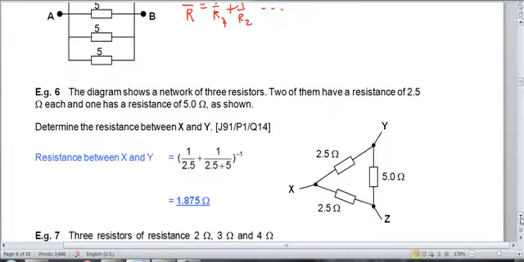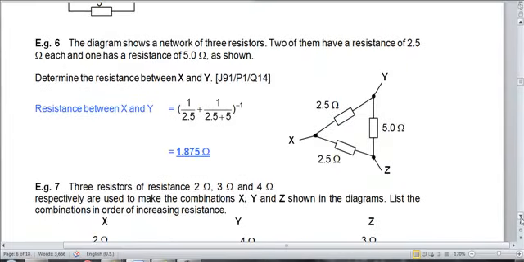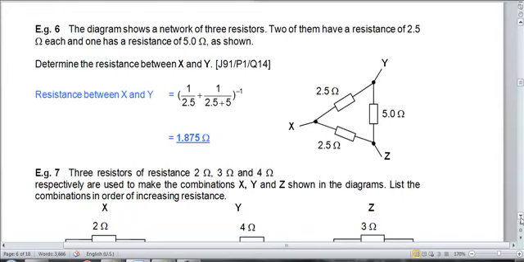Let's look at question 6. Resistors that are connected in a triangular fashion. Find the resistance between X and Y. Now there is another point Z. This point Z is a distractor. You don't have to worry about the presence of this point Z here.